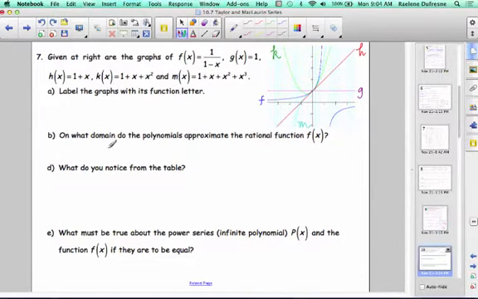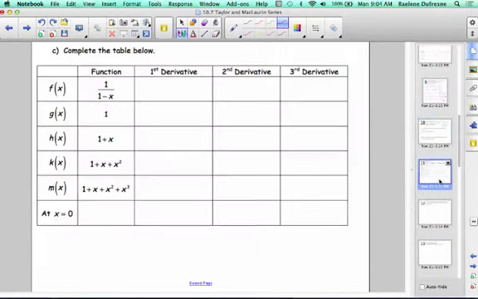Okay, so on what domain do the polynomials approximate the rational function? We see that the polynomials seem to look like they are matching the rational function in around here. It's not really obvious what it is, but we think somewhere on either side of 0, maybe negative 1 to 1 looks reasonable. We know that we won't include x equal to 1, as that's not even part of the domain of the function f. Now on the next page we have a table, and we will fill in the table.